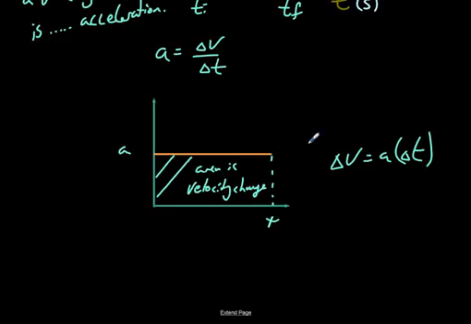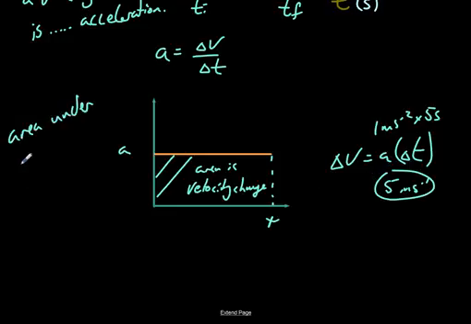Which makes sense. If my acceleration is 1 meter per second squared, after 5 seconds, how fast am I going? Well, 5 meters per second, right? 1 meter per second squared times 5 seconds, 5 meters per second. So the area under here tells me my velocity change. My velocity is increased by 5 meters per second in this case. So area under an a-t graph is a change in velocity, just like our formula said.